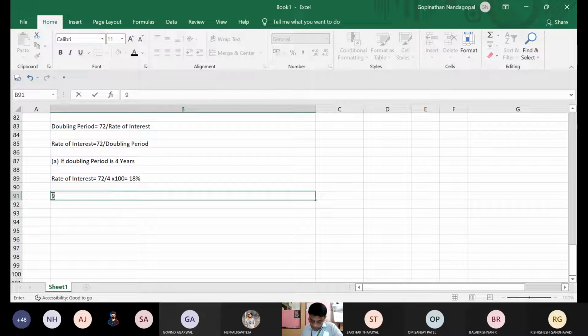One minute. 72 divided by 4 into 100. 18%.